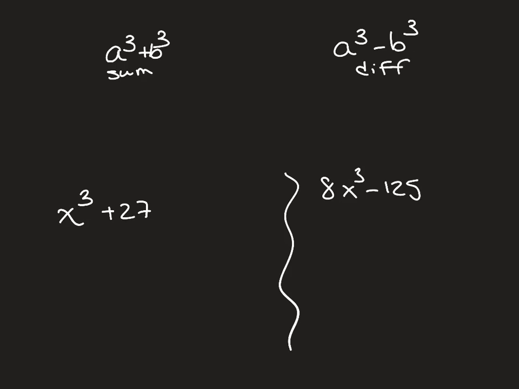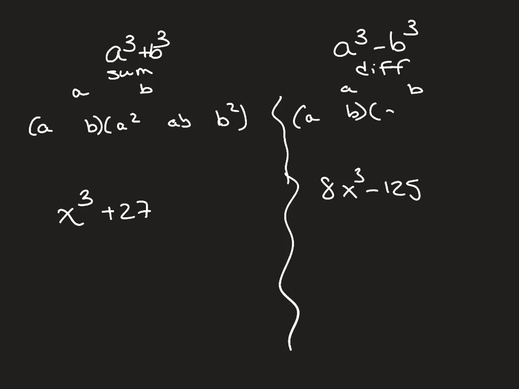What we need to do is state what a and b are. So you take the cube root of each of them. The cube root of a cubed is a, and b. The pattern for both of them goes a, b, a squared, ab, b squared. Same thing here. Cube root of a cubed is a, cube root of b cubed is b. Same exact pattern. They're exactly the same. A, b, a squared, ab, b squared.